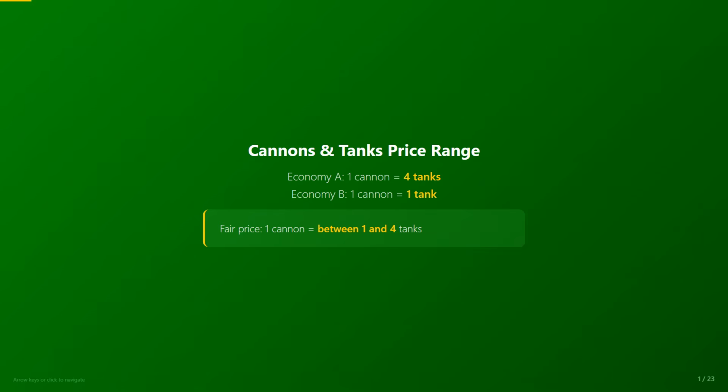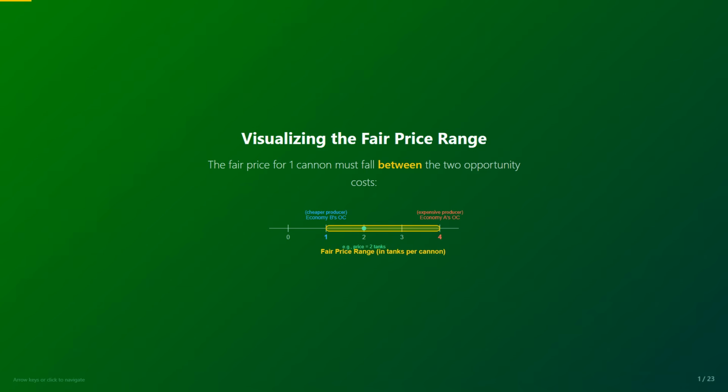Let's also see this in the cannons and tanks example. In economy A, 1 cannon equals 4 tanks. In economy B, 1 cannon equals 1 tank. So the fair price range is, 1 cannon equals between 1 and 4 tanks. Any number in this range, like 2 or 3, is a fair price that benefits both economies.